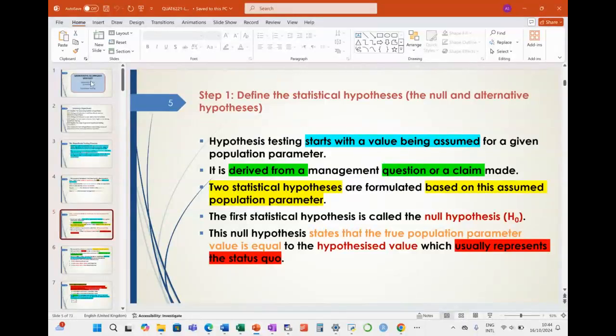Then from here, they're just further breaking down the steps, adding more detail. So hypothesis testing starts with a value being assumed. It is derived from a management question or situation, I would say. Two statistical hypotheses are formulated based off of the assumed population parameter. So we spoke on the null hypothesis, which is the assumption we're either rejecting or accepting. But we also have what we call the alternative hypothesis, which is also the status quo.